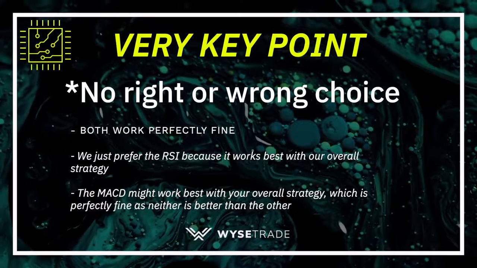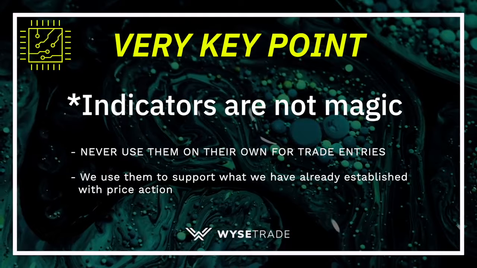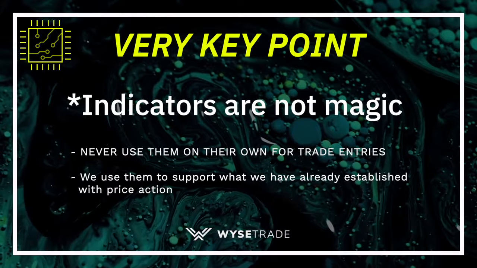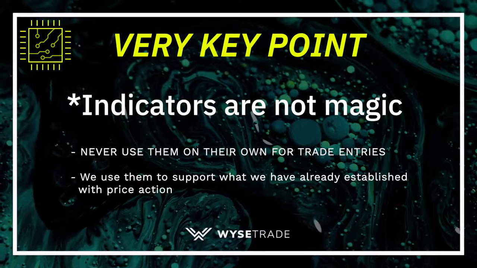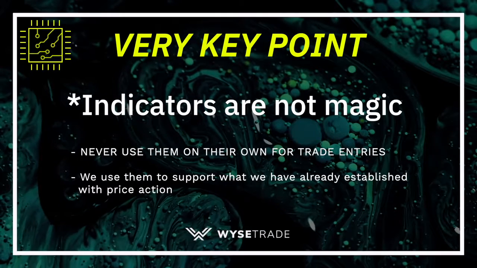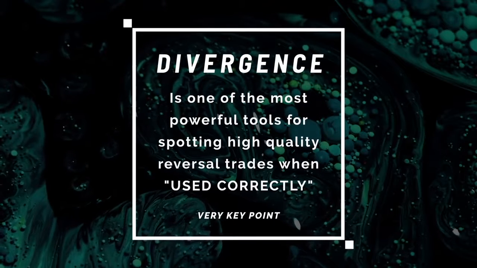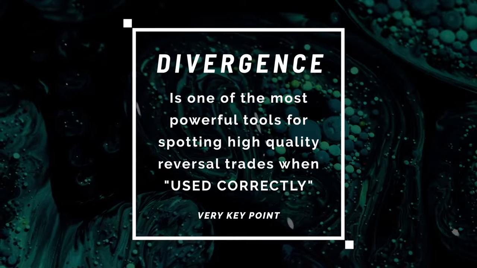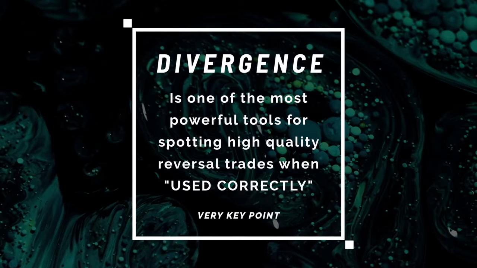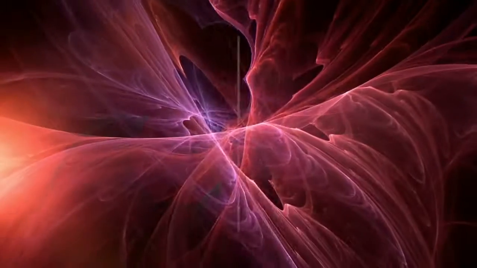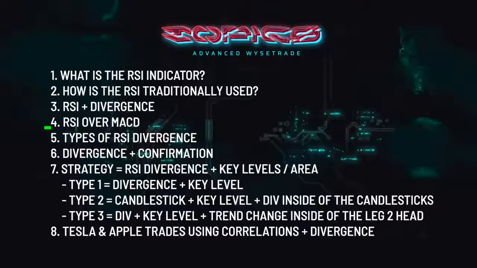Neither is better than the other, because above all, indicators are not magic, and we do not use them on their own for trade entries. We use them to support what we have already established with price action. Now, that being said, if you know how to use divergences correctly, it is one of the most powerful tools for spotting and confirming high quality reversal trades, and you'll soon find out why. So let's cover the types of divergences we look for.